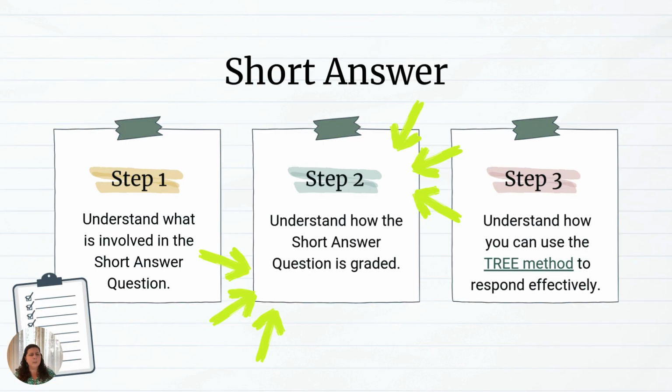As you remember in step 1, I helped lead you through activities where we looked at the what. What is involved in the short answer question? Usually, it's going to involve some type of reading material in which you have to read and respond to a short answer question. I described how this varies from the multiple choice format, where you simply have to choose the correct answer in a series. Today, as we dive deeper into step 2, we're going to understand how the short answer is graded so you can get the highest grade possible.